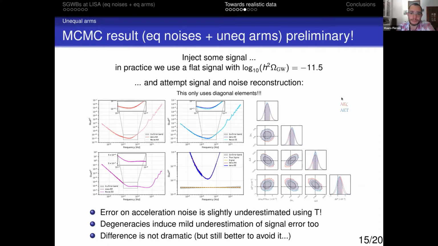AEZ, we know that is more or less orthogonal. So the error we're making compared to the full correlation matrix is not going to be huge. On the other hand, in T, we know that there could be some impact. You can see from the left plot that the reconstruction of both noise and signal is decent. From the right plot here, which is my corner plot, you can see that basically with T, I'm underestimating a little bit the error on the acceleration component. And this is slightly leading to a slight underestimation on the error on the signal parameters too. But this is not dramatic. So there is an effect, but it's not something terrible at this level.